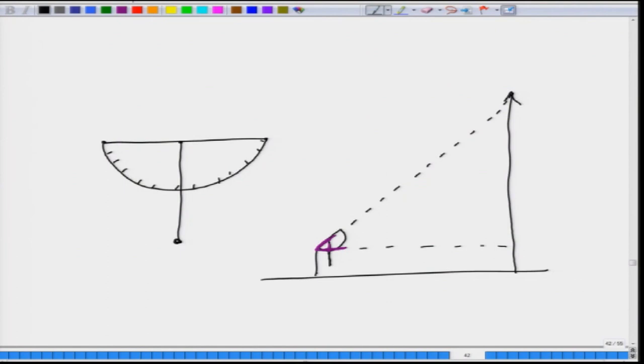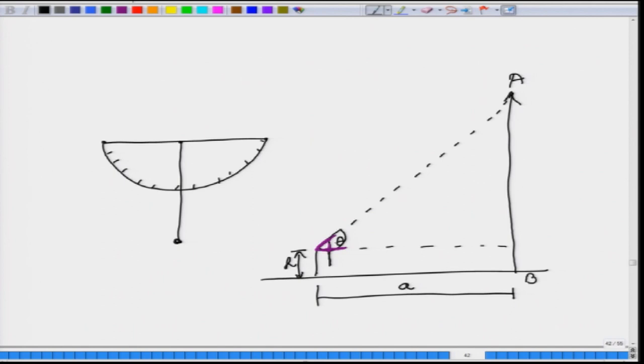So, essentially what we are seeing is that you are standing at a particular distance, let us say that this is A from the base of the tree, your height in this case is this small h, and you know the value of theta. So, what is the height of the tree?